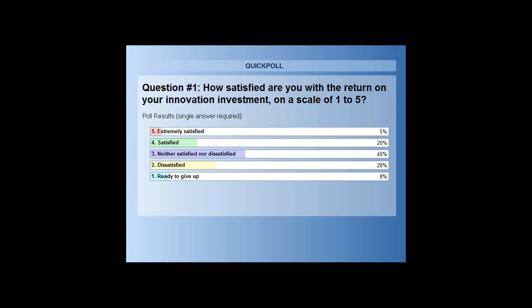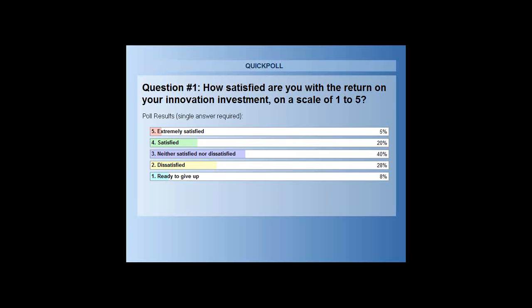All right, so 5% of you said that you're extremely satisfied with your return on your innovation investment. So we clearly got a lot of room to improve here. 20% of you say that you're satisfied. So 25% of the group here either gave this a 4 or 5. So we got some people here who are tackling this challenge pretty well.